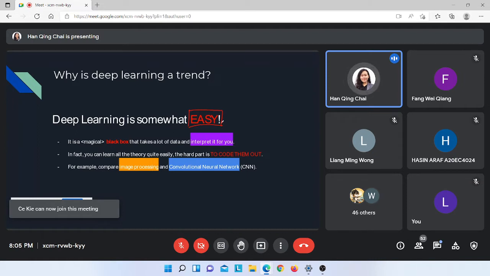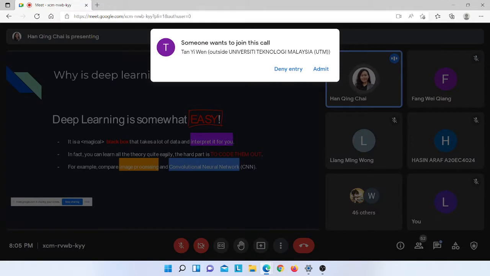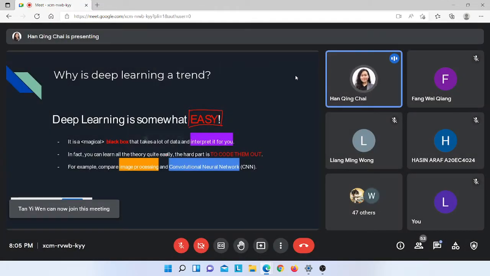In fact, all of this theoretical stuff, you kind of understand what they mean right now and how they correlate to each other. It's actually quite easy. So why do many people not know how to implement deep learning or machine learning? Because the hard part is actually to code them out. Why do I say this? It's because, like many other computer science topics, deep learning has different types of frameworks, and we have to remember different syntax in each respective framework. I will give some examples later.